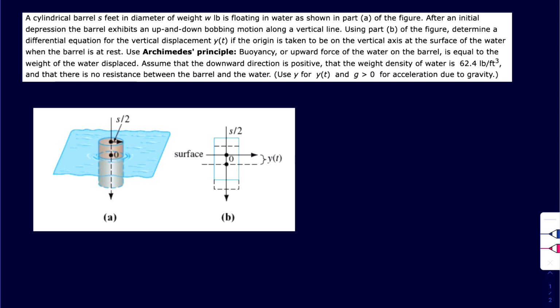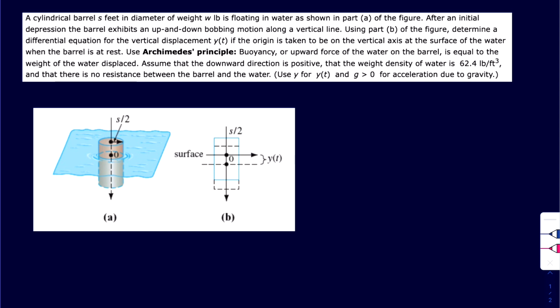We're looking at an item from the Zill text for your quiz, if you're in my class, about setting up a differential equation. We've got a cylindrical barrel, s feet in diameter, of weight W pounds, floating in water, as shown in part A of this picture. After an initial depression, the barrel exhibits an up and down bobbing motion along a vertical line. We're going to use part B to help us figure out the measurements here.